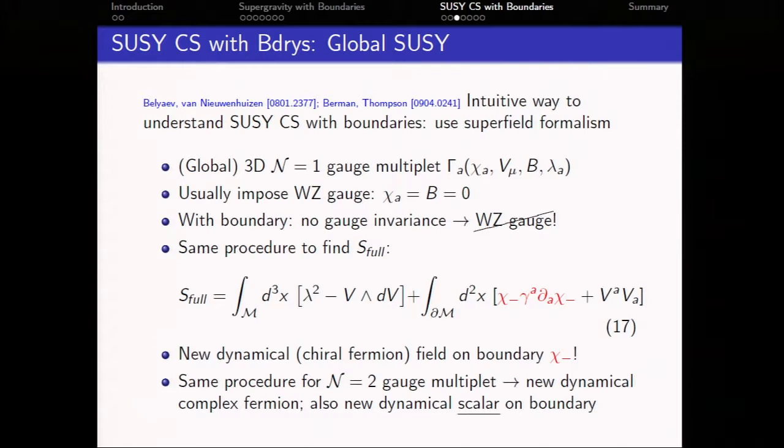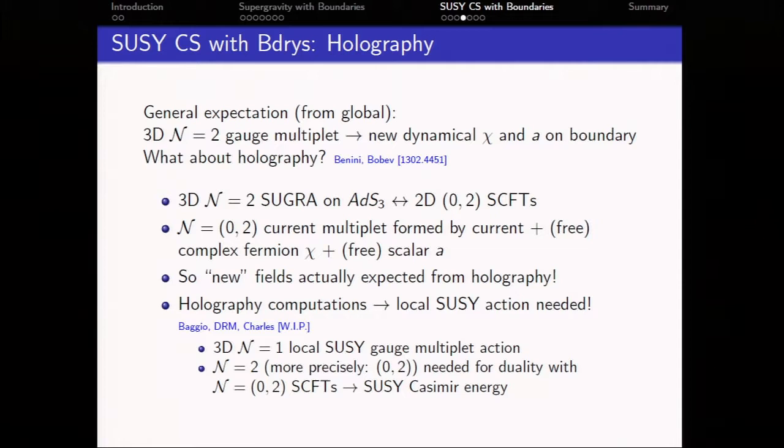So you might now wonder, does this have any applications in holography? And I think that, first of all, I should mention that up to now we've been using global supersymmetry to discuss these Chern-Simons terms, because nobody has worked on the local version yet, so for supergravity.